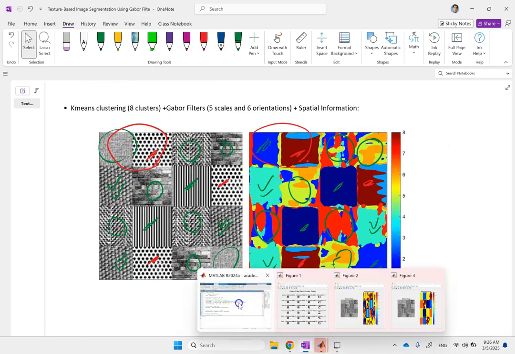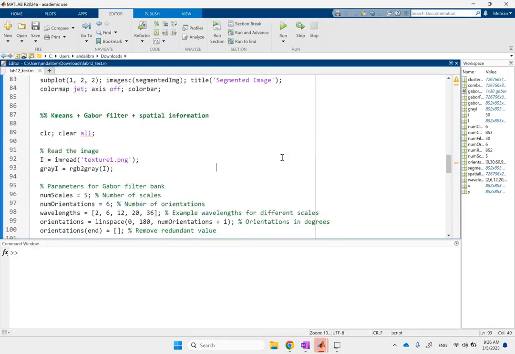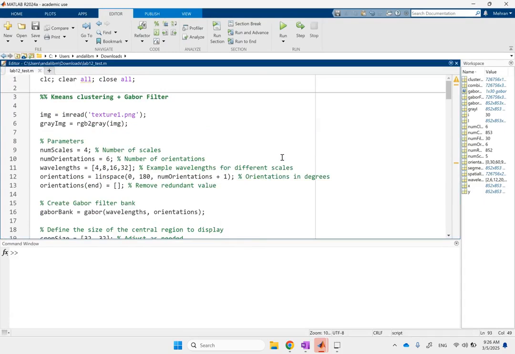And here is the code that I wrote for it, and I'm going to share with you. So in the first part, I'm only doing K-means clustering with Gabor, no spatial information. I read the image, convert it to black and white or grayscale, which is needed for the Gabor textures. I use 4 scales and 6 orientations. If you want, you can use 5 scales. Just use any number. And these are the scales that I picked. My orientations go from 0 to 180 with number of orientations plus 1.